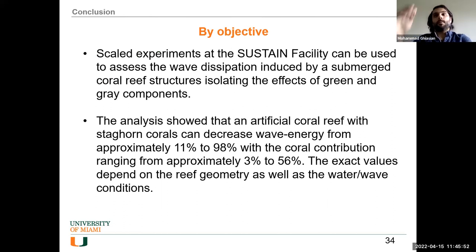In terms of the experiments, the experiments that we had in the facility for the first objective, we could successfully see the effect of wave breaking and bottom friction as separate terms that we needed for the design of these structures. Then, comparing all the different conditions that we had for the experiments, we could show that the wave energy dissipation can be gained up to 98%, which is in agreement with the literature studies that we had before. And the coral contribution can be up to 56%. However, these values are all dependent on the reef geometry and the water and wave conditions that were explained before.